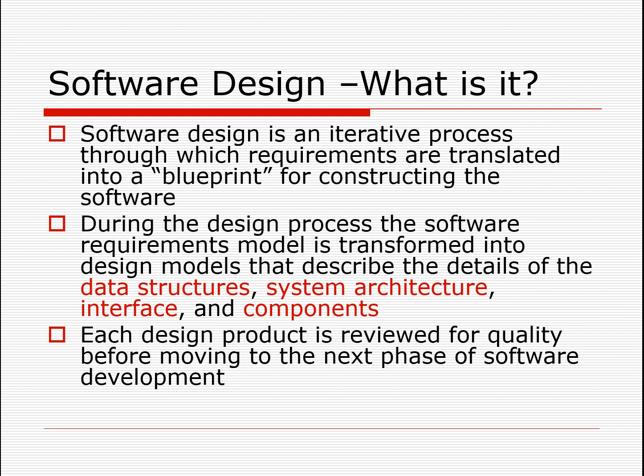So during the designing process, the software requirement model can be transformed into a design model that describes the detail of the data structure, system architecture, interface and the components. Each design product is reviewed for quality before moving to the next phase of software development. So from a quality point of view, we will create a high-level design in such a way that we don't find any error anywhere.